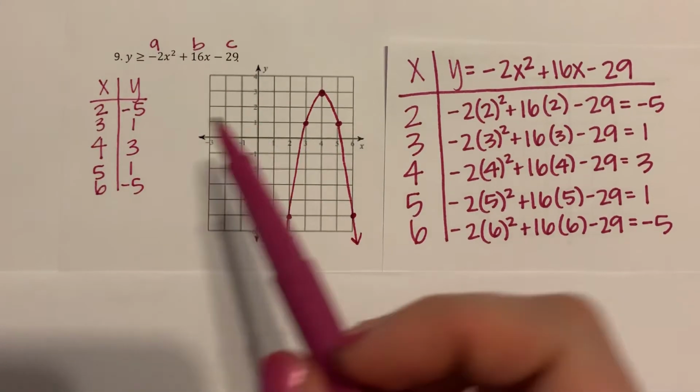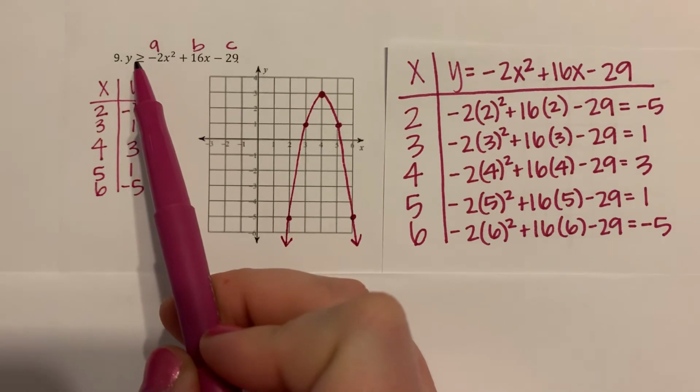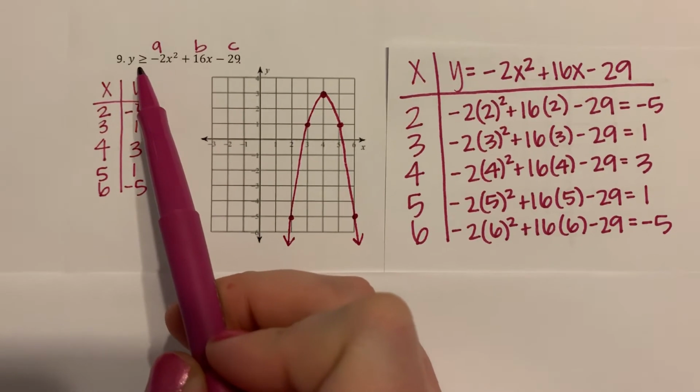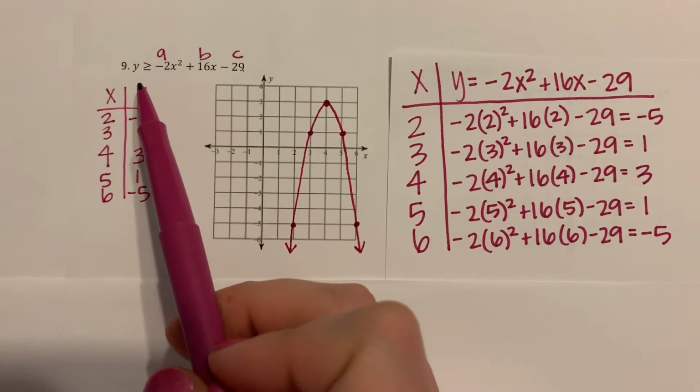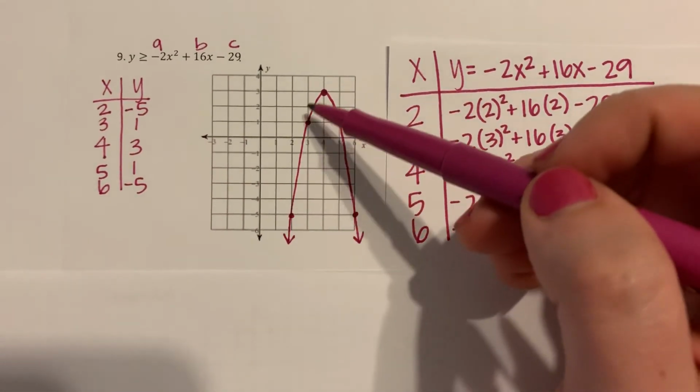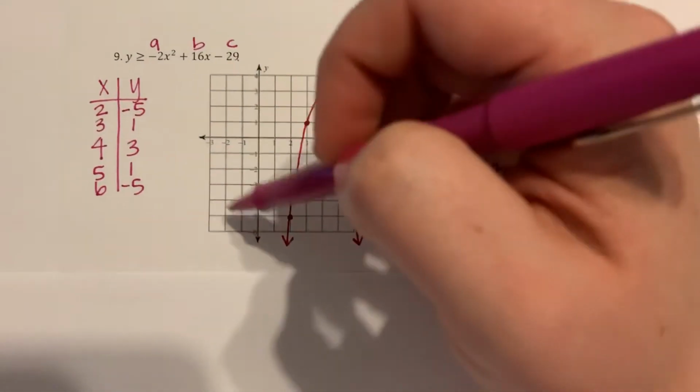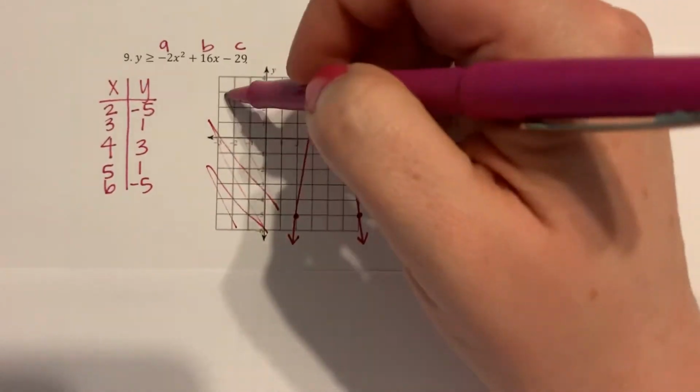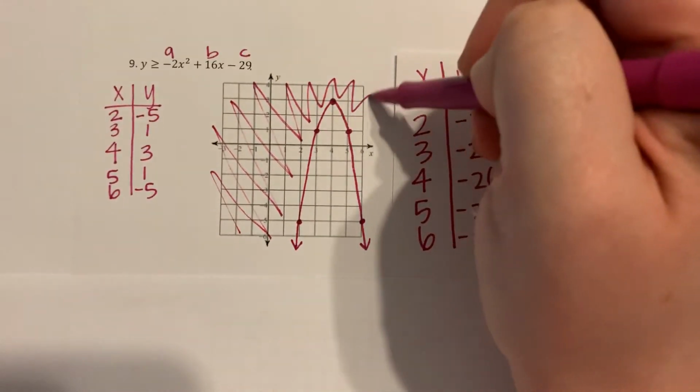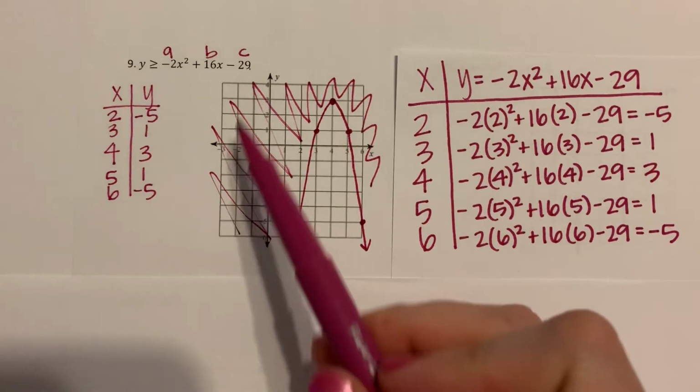The only thing that you have left to do is figure out where to shade. Okay, it says y is greater than or equal to when it's in standard form. So that means anything that's greater than or above my parabola. So that's going to be all of this. Okay, not anything that is underneath it. Everything that is greater than.